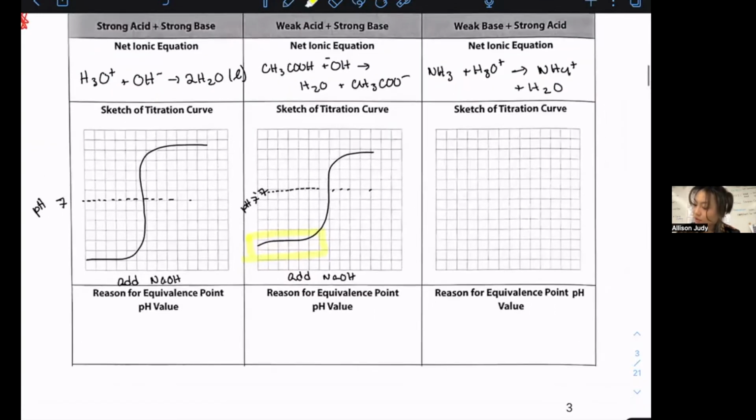Now, what about the weak base, strong acid? We too have a buffer region for this. Our titrant would be adding a strong acid such as HCl, some type of strong acid. And what we have here is, one, we start at a higher pH because we are titrating a base, but we wouldn't start at the highest pH. We wouldn't start at 14 because that would be a strong base. It'll start around 11 or 10.